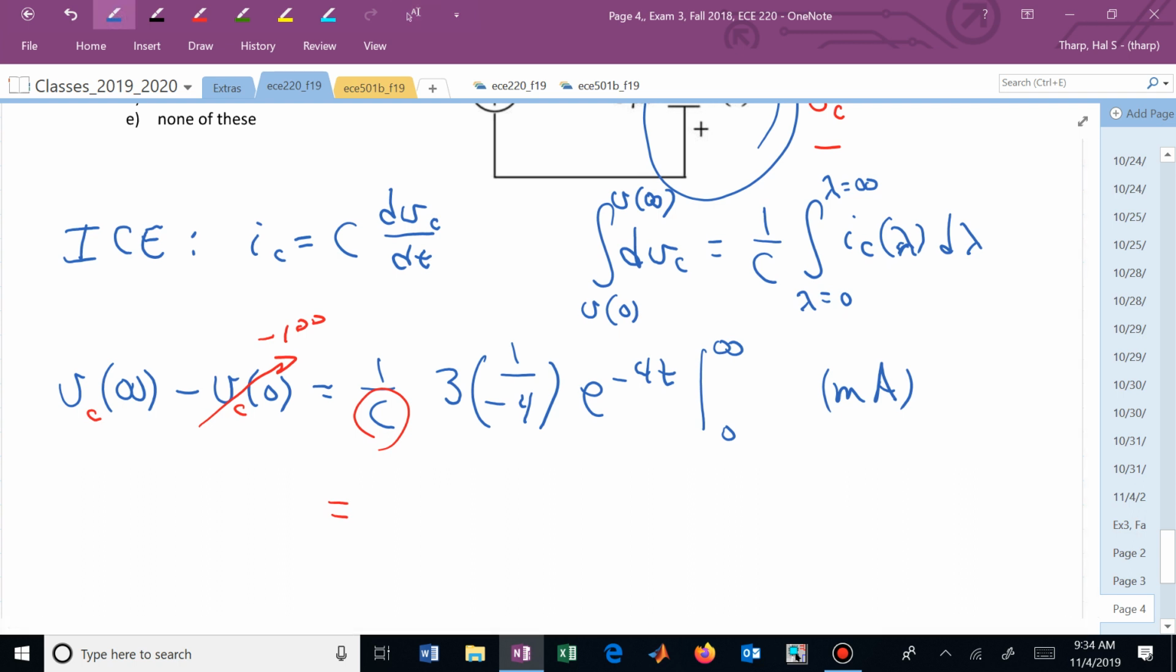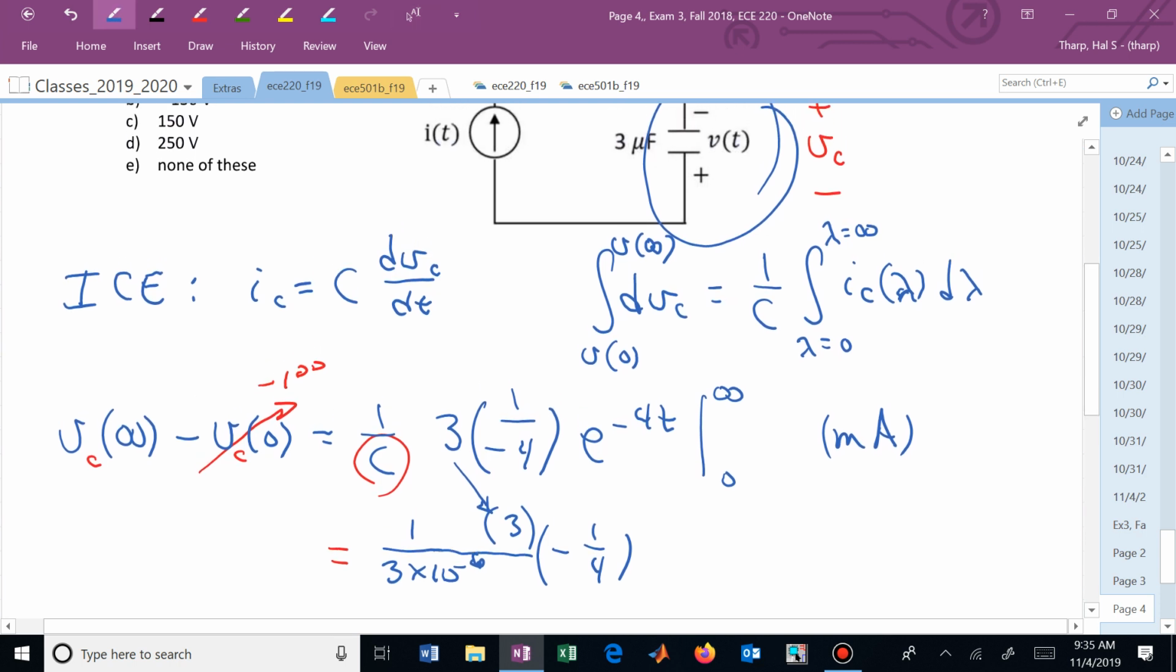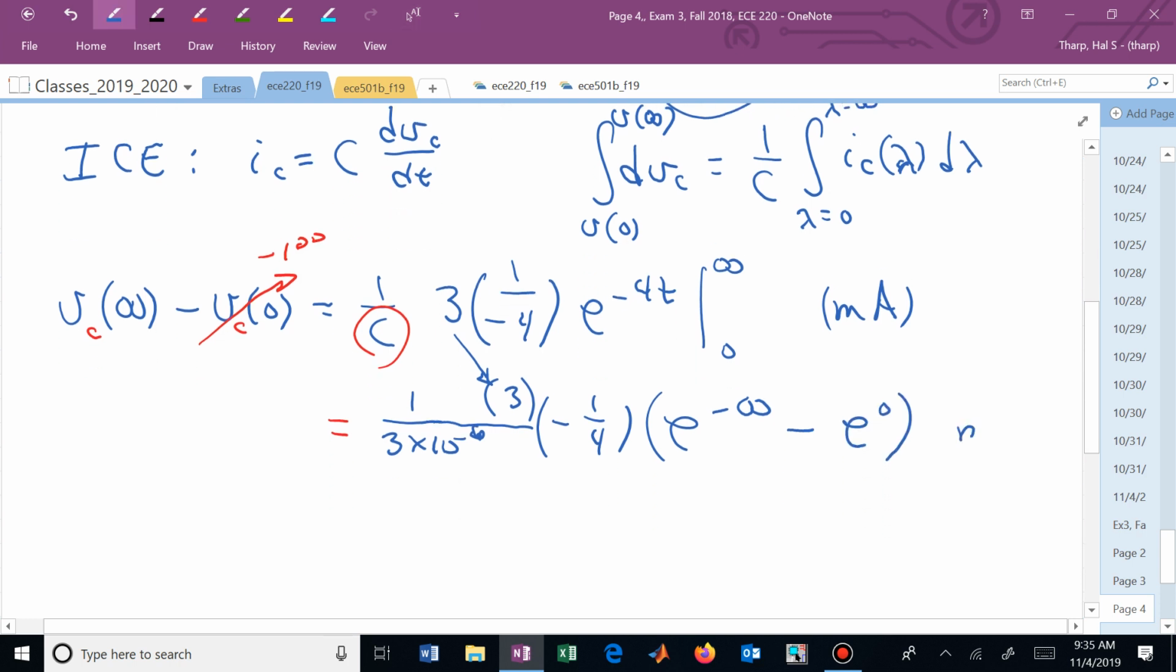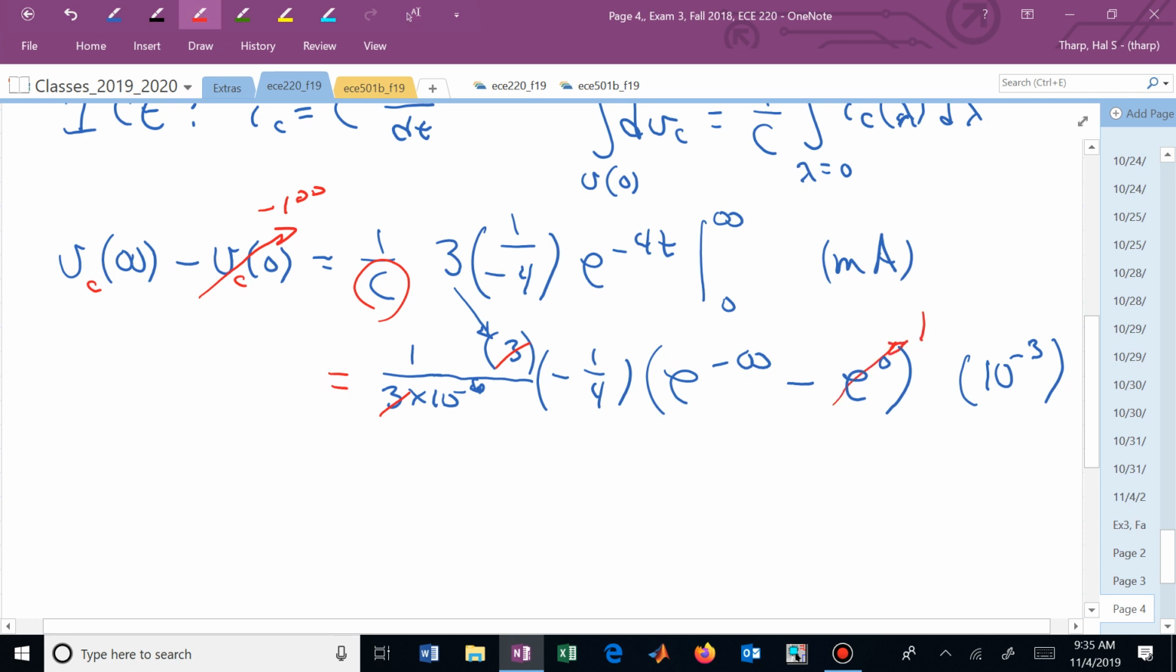And on the right-hand side, I now have 1 over whatever c was, 3 times 10 to the minus 6. Here's a 3, and then I have a minus 1/4. This is the 3 from there. That looked like an exponent, but I now have e to the minus infinity minus e to the 0, milli. The 3's cancel. There's a 1. And what do I end up with? I end up with this minus 6 coming upstairs as a plus 6, so I have 1,000 divided by 4, and these minus signs work together to give me a positive value.